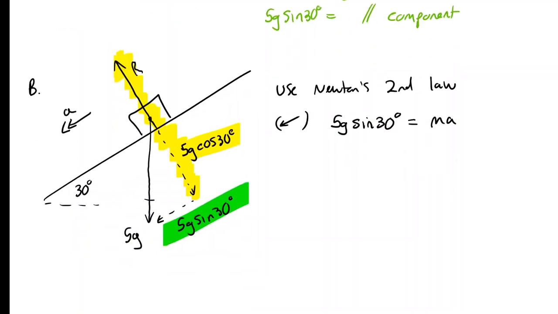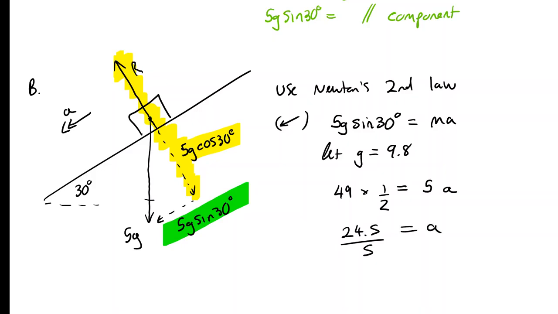Then we can start to work this out. We'll let g equal 9.8. So we've got 5 times 9.8, 49, times sine 30, which is 1/2. The mass of the block is 5. And the acceleration is what we'd like to know. So 24.5 divided by 5 equals acceleration. 4.9 is the acceleration, so 4.9 meters per second squared.